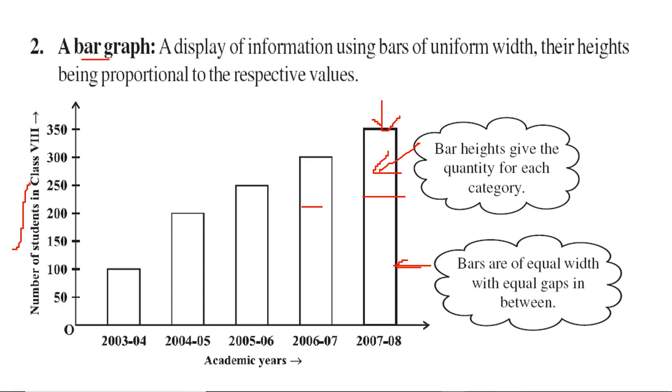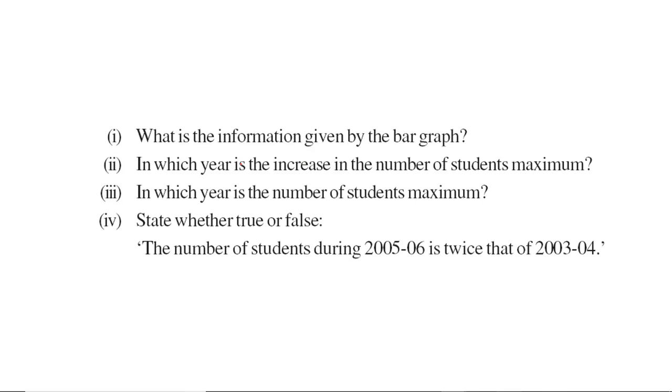So if these are the number of students in a certain class and these are the years, you can see 100 students were there in 2003-04. There is a gradual increase in the number of students, and by 2007-08 there are around 350 students. So you can easily find the information, or do the interpretation, of what the graph gives.